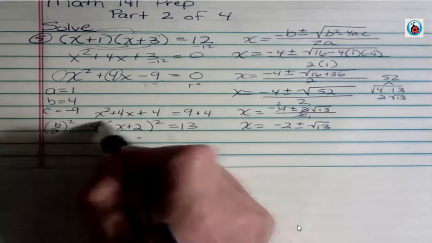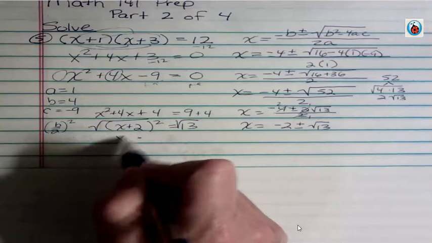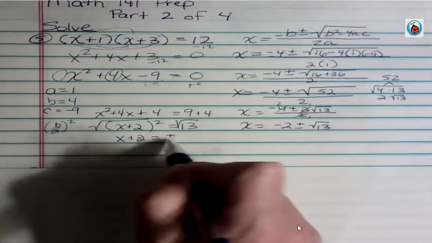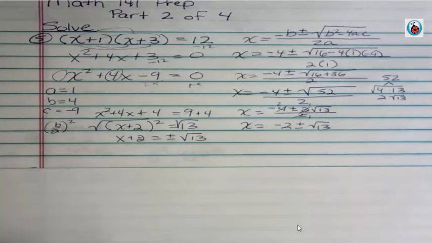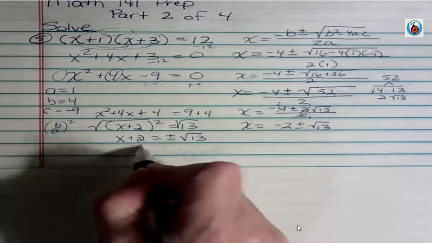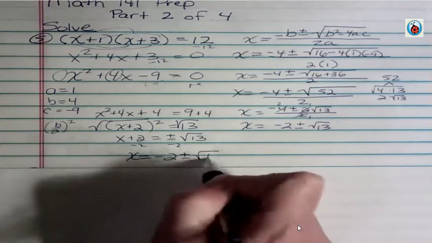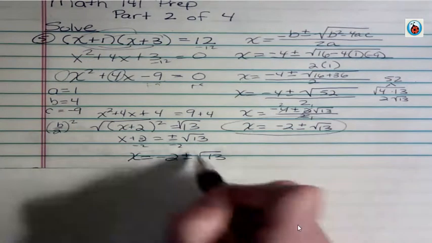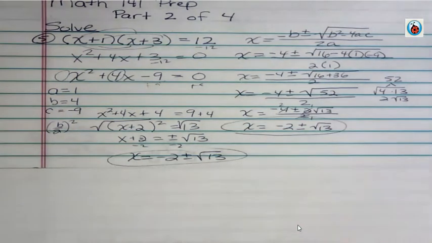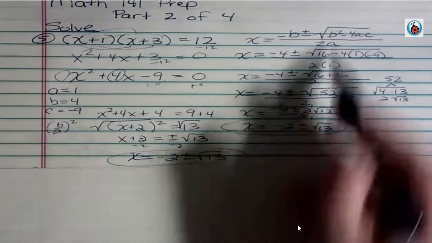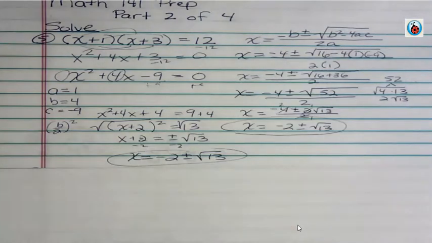If I take the square root of both sides, I get x plus 2 equals plus or minus the square root of 13. I have to do plus or minus because it's to the second power. I need 2 solutions, and that's how I generate those. If I subtract 2 from both sides, I get that same answer that I had before. One way was using the quadratic formula, and the other one was using the complete the square method.